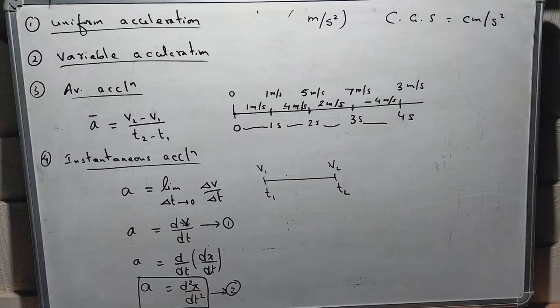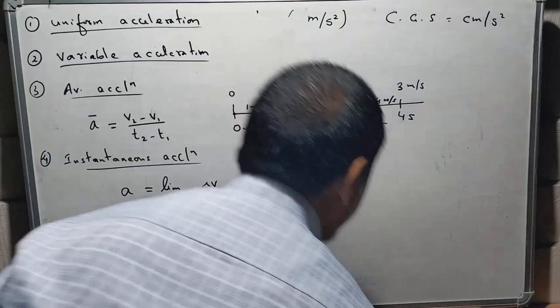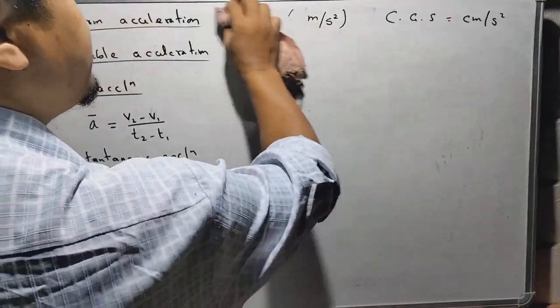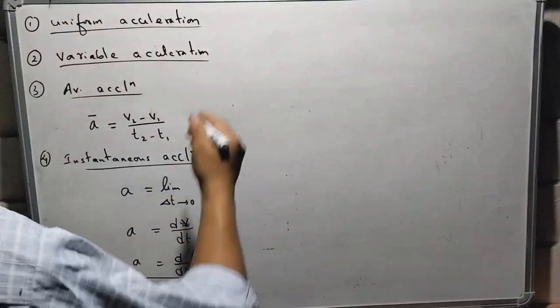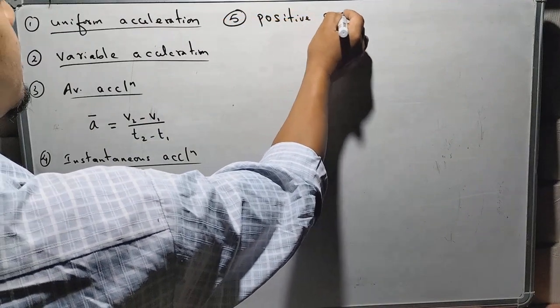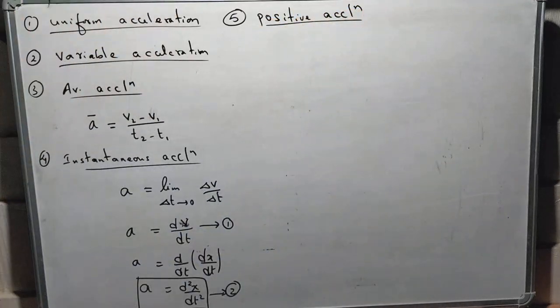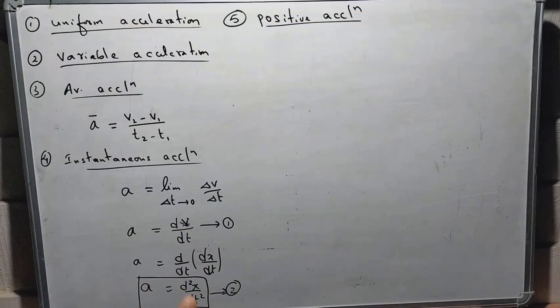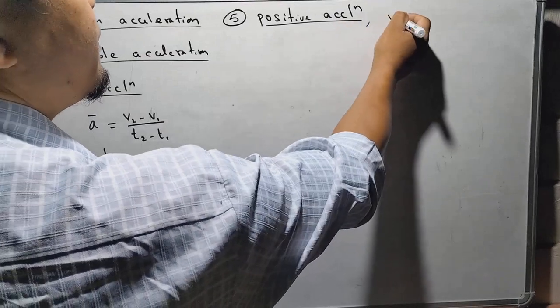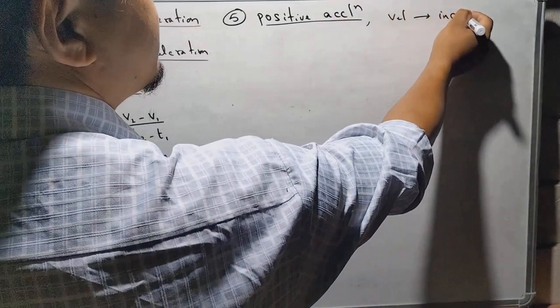All right. Next, the fifth type of acceleration is positive acceleration. What do we mean by positive acceleration? When the velocity of a moving body is increasing with time, that means the body is accelerating, and so the acceleration is said to be positive. So positive acceleration means velocity is increasing with time.